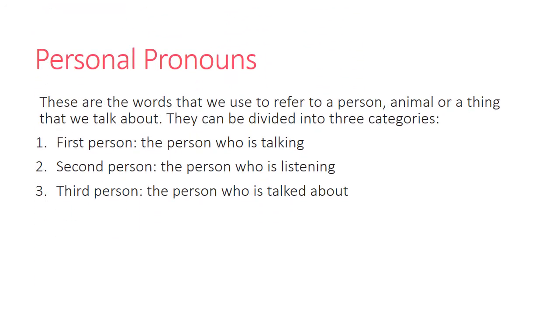Personal pronouns. These are the words that we use to refer to a person, animal, or a thing that we talk about. They can be divided into three categories. First person, the person who is talking. Second person, the person who is listening or the person to whom we are talking. And third person, the person who is talked about.